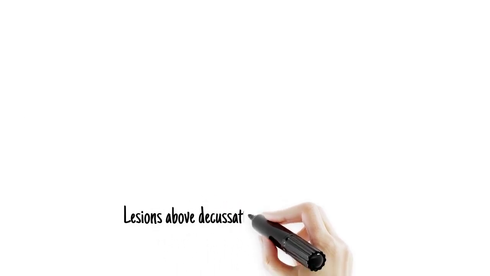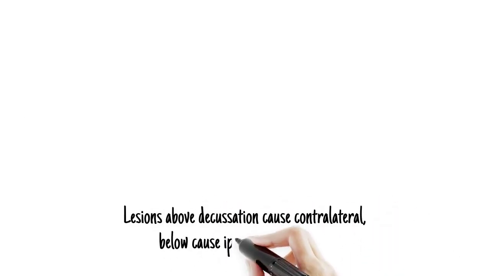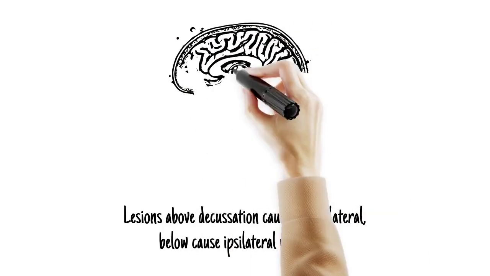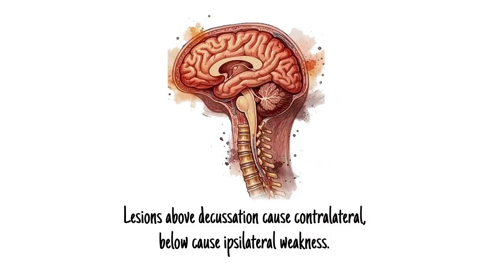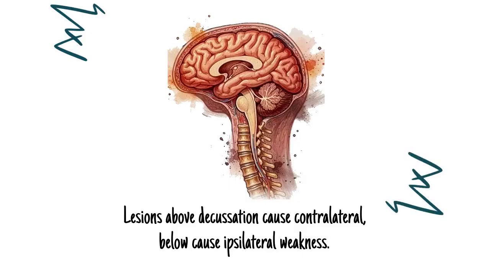Lesions above the pyramidal decussation usually cause contralateral weakness, whereas lesions below it cause ipsilateral weakness. Compact lesions in the internal capsule can produce dense hemiplegia because corticospinal fibers are tightly packed there.